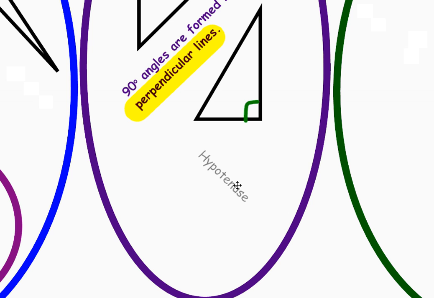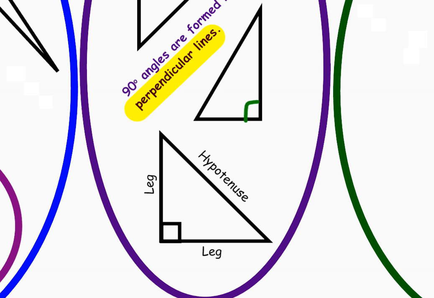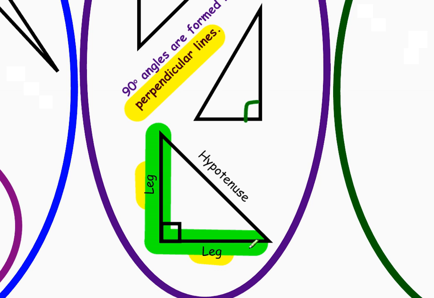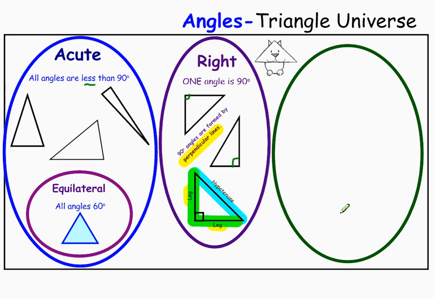Okay, and we need to notice that we have something called a hypotenuse, we have something called a leg, and a leg. Now, in a right triangle, the two sides that form the legs are the same two sides that form the right angle. Right, the side that does not make the right angle, or is across from the right angle, is called the hypotenuse. And that's what we need to know about right triangles.